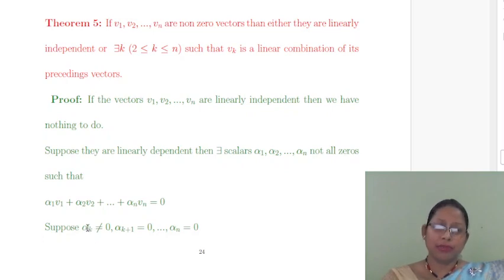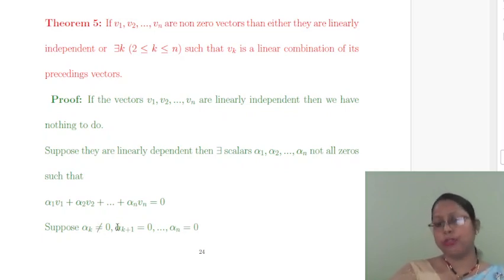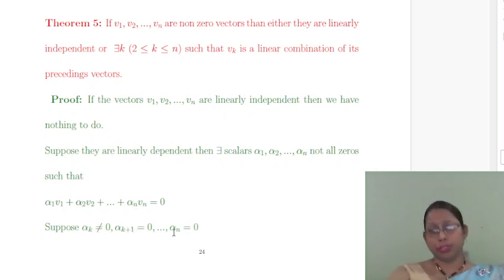As this is linearly dependent, suppose there exists some alpha k that is not equal to 0. This k must be the largest index for which alpha k is not equal to 0, so k at most takes the value n. All other greater suffixes will be equal to 0. Suppose alpha k is not equal to 0 and all other coefficients from alpha k plus 1 to alpha n are 0.